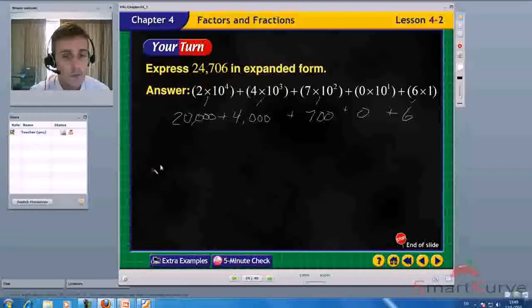2 times 10 to the 4 is 2 times 10 times 10 times 10 times 10. So that's 1, 2, 3, 4 zeros. 20,000.